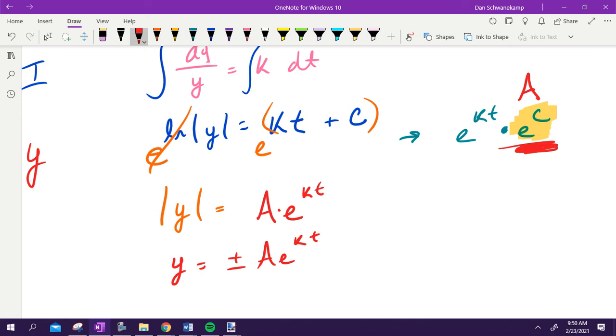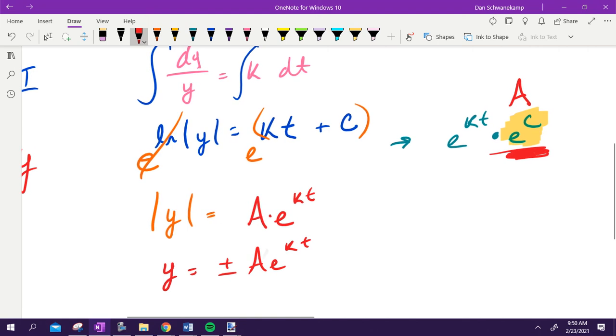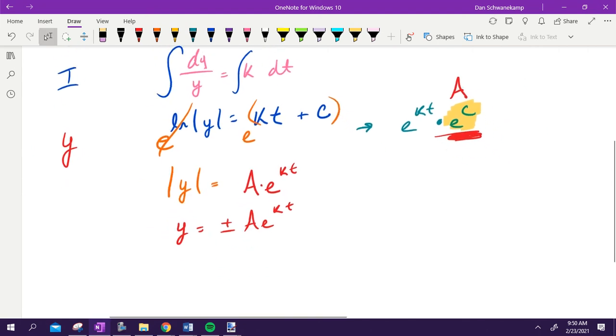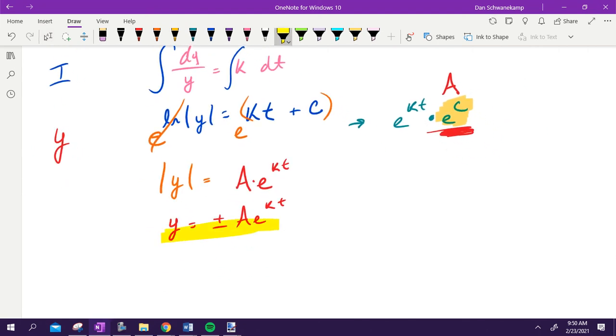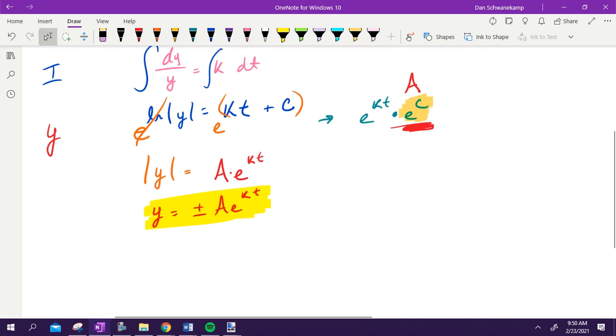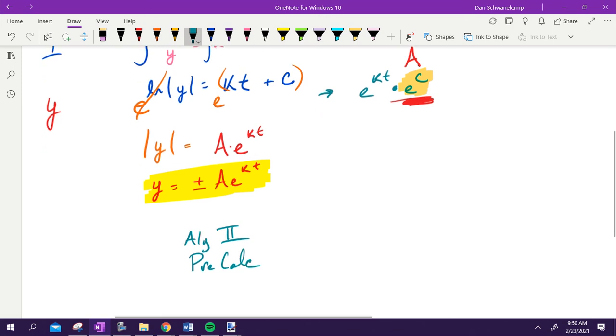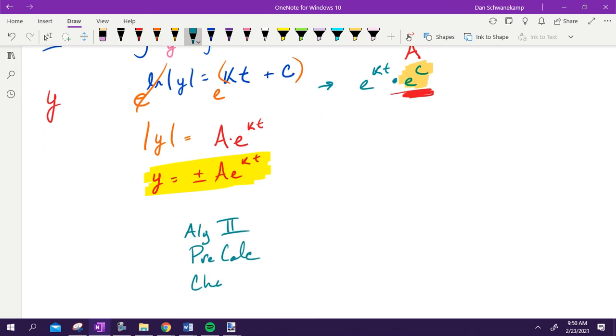Does that look familiar to anybody? Yeah. y equals plus or minus A e to the kt. You have seen that formula right there in Algebra 2. You've seen it in pre-calc. You've probably also seen it in chemistry. That thing right there is a half-life formula.